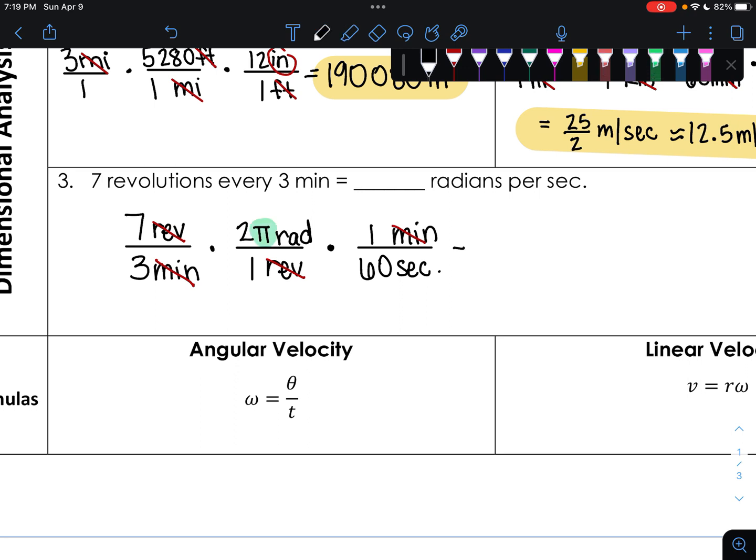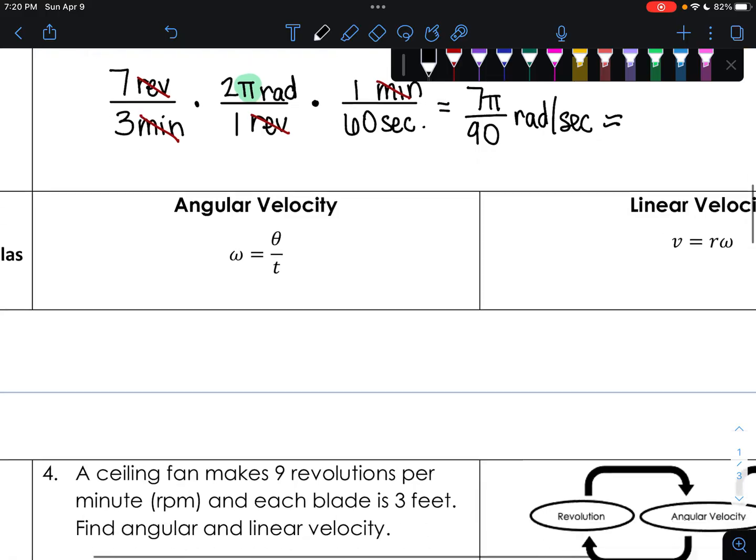And in order to get the fraction, we cannot type in the pi. So we get 7 pi over 90, and our units would be radians per second. If I wanted to change this to a decimal, I'm going to take that fraction and multiply it by pi.